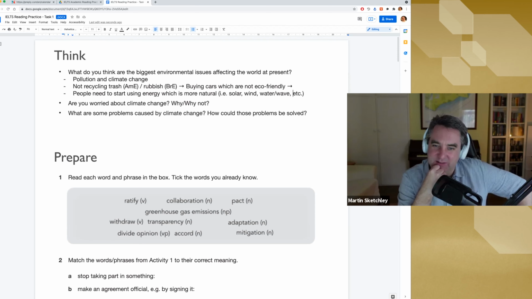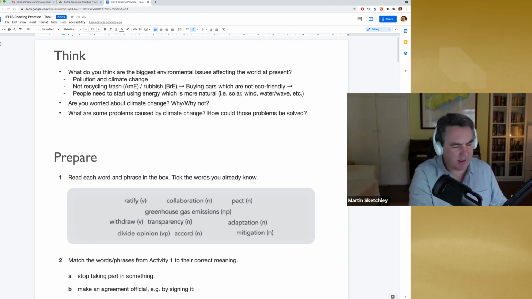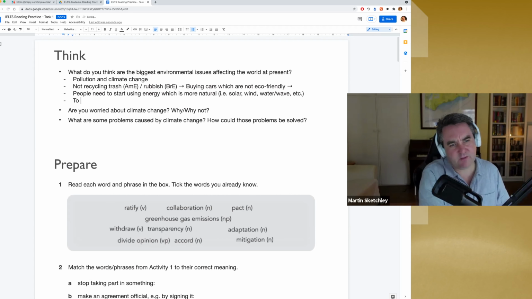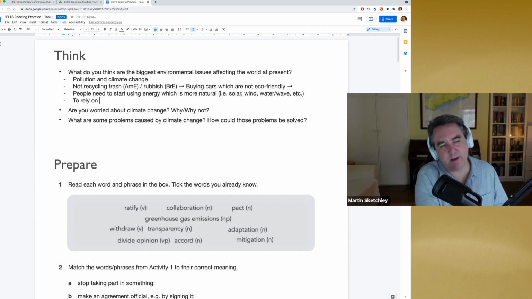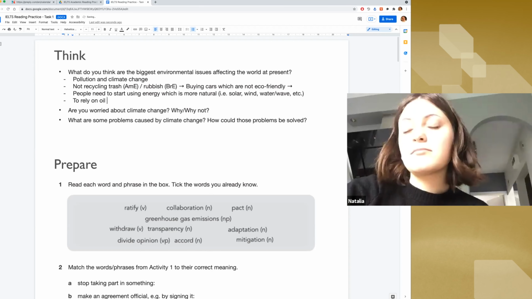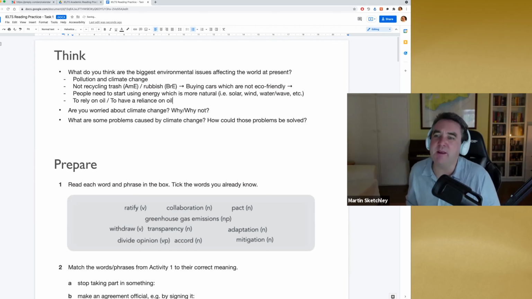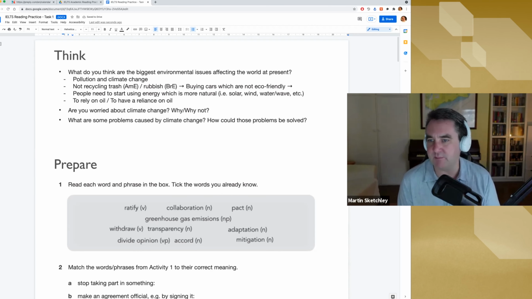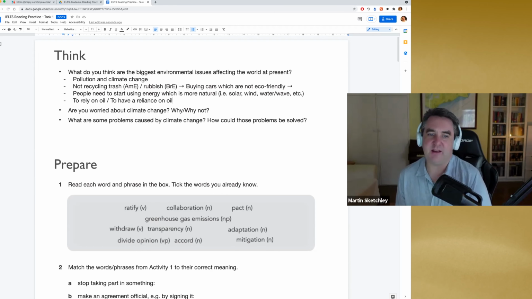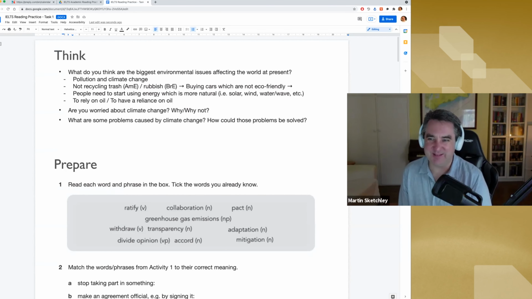And we have this phrase to rely on oil, or to have a reliance on oil. So I think people, especially in Europe and Americas and Asia, they have this huge reliance on oil and petrol because without it, everything stops.